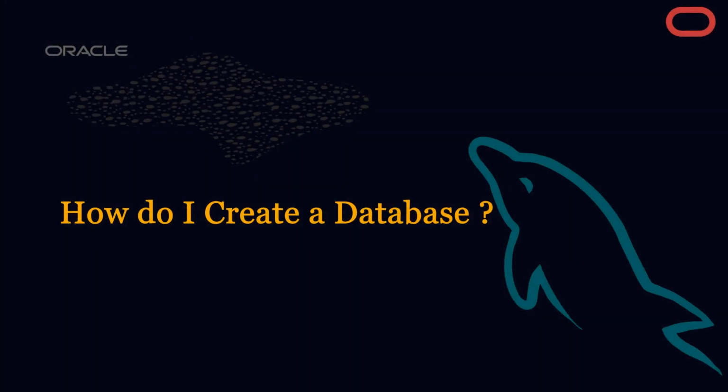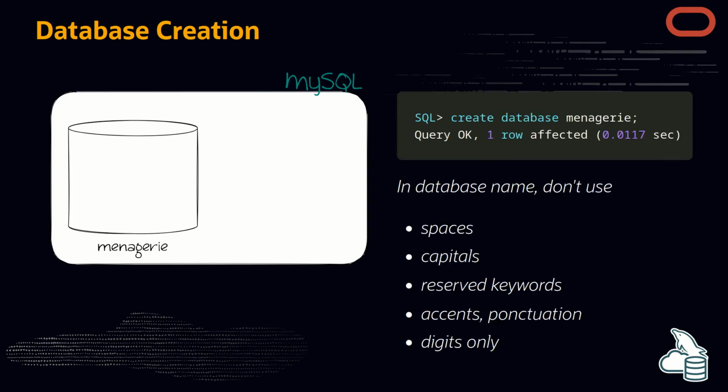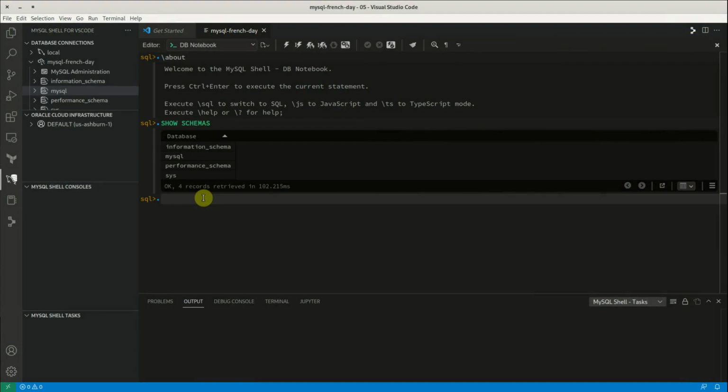So now, how do I create a database? If we want to create a new database, we're going to create a database called Menagerie. So how are we going to do this? We will use create database and the name of the database in SQL. But in a database name, we don't use spaces, capitals, reserved keywords, accents, punctuation, and digits only. So you cannot create a table 1, 2, 3, but you can create a table T1, 2, 3, for example. Capitals are also possible, but it's a tip that I prefer to give you: try to avoid any capitals in the names of your tables and databases.